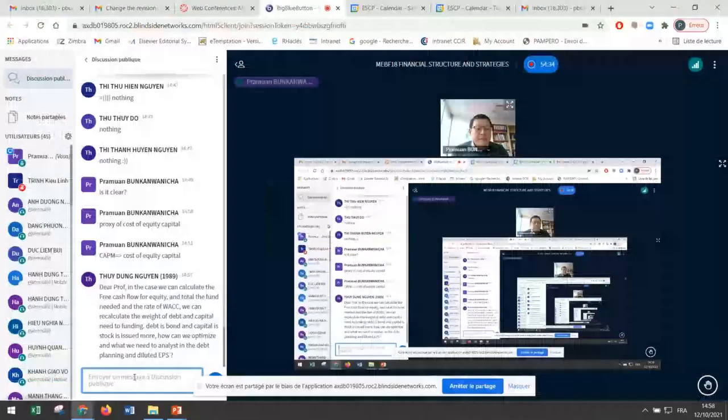In case we can calculate the free cash flow for equity, total the fund needed, and the rate of WACC, we can recalculate the weight of debt and capital needed for funding. Debt is bond and capital is stock, each issue more. How can we optimize, and what do we need to analyze in the debt planning and diluted EPS? Very good question.